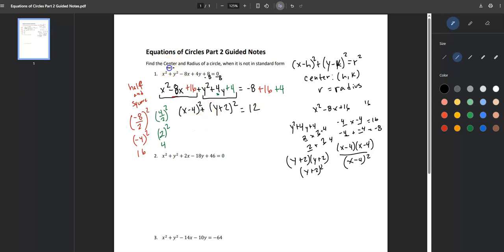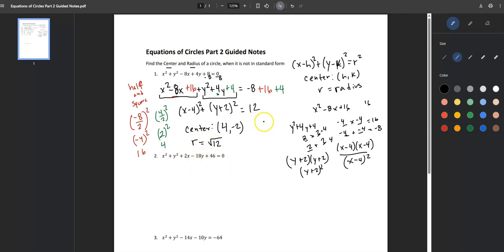So if I'm trying to find the center and the radius for this, again, my center is going to be 4, negative 2, because HK, it's always the opposite signs. And then my radius is going to be the square root of that number, square root of 12, which I can just leave as the square root of 12. That works. If you really want to put 2 square roots of 3, you can too, but that would be the right value for that.